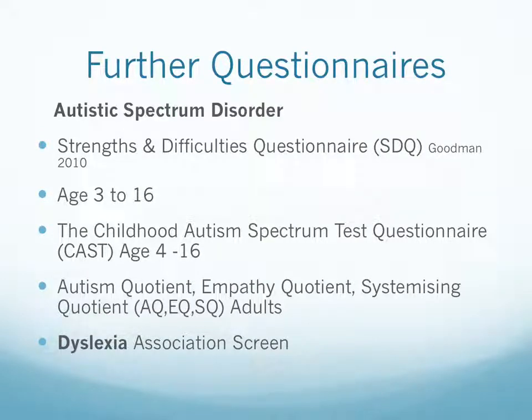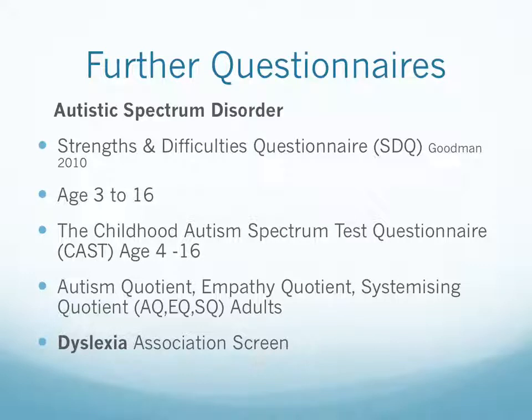Depending on the person that you're seeing, you may feel it would be helpful to do further screens for other conditions, which may indicate the need for further assessment by a different professional. For example, we sometimes use the Strengths and Difficulties Questionnaire. That's got 5 subscales that look at emotional problems, conduct problems, hyperactivity and inattention, peer and relationship issues, and pro-social behaviour. So that's the SDQ, and that's valid from age 3 to 16.